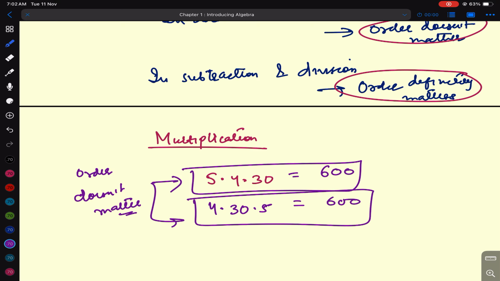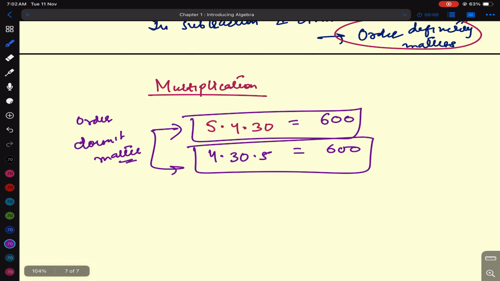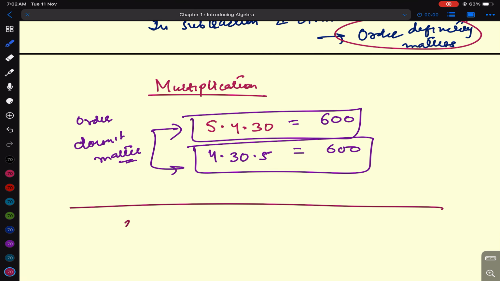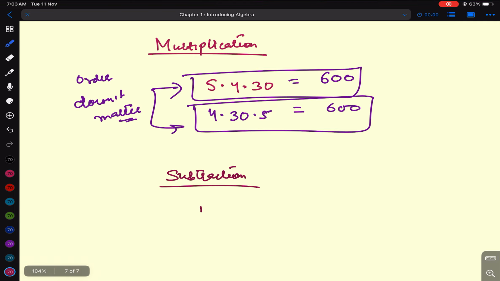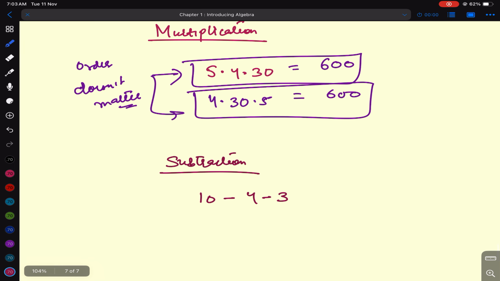Clear? Okay, so next, we have seen that subtraction and division are not going to follow this, or you can say the order will matter in that case. So let's see why. First I'm going to take the example of subtraction, then we will take the example of division. So when subtraction is concerned, let's take the example of 10 minus 4 minus 3.